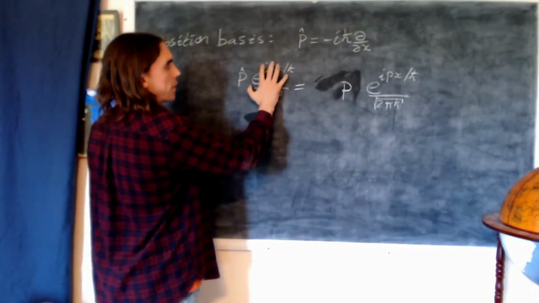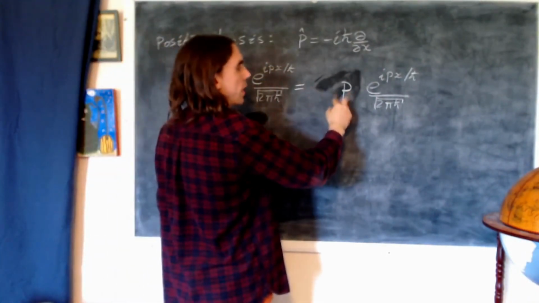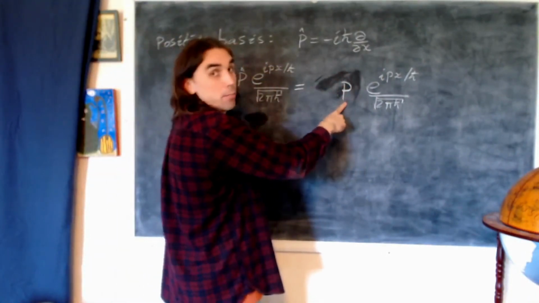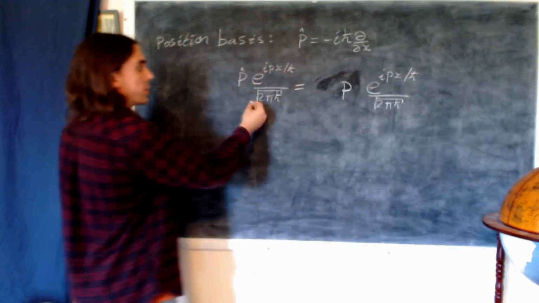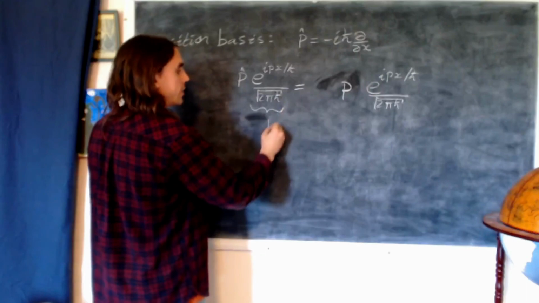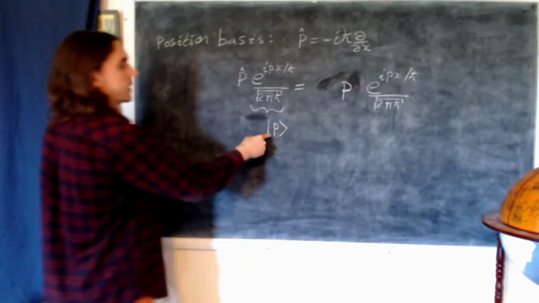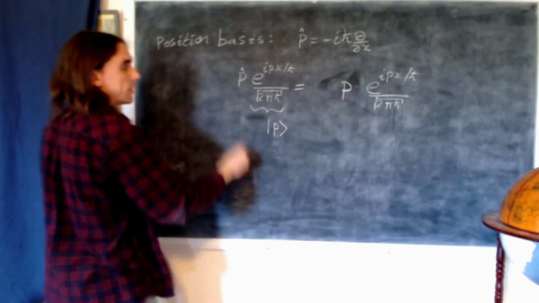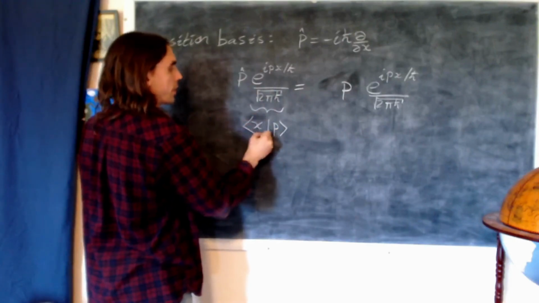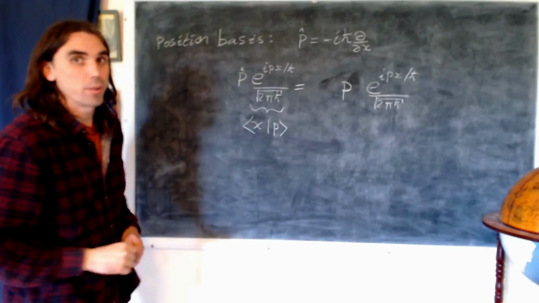P acting on the plane wave state is equal to the eigenvalue, a real number, acting again on the plane wave state. And so it's natural to interpret this object as the eigenstate of the momentum operator, but clearly it's written in the position basis, and so it's really this. And that's what we saw in the previous board.